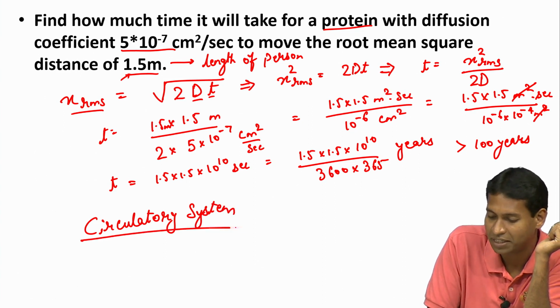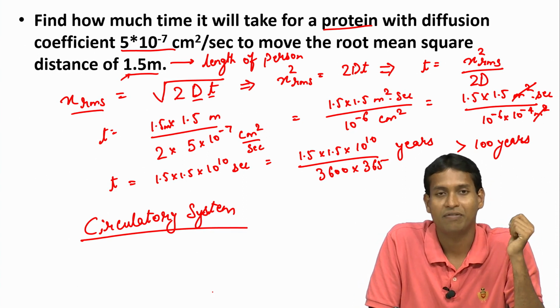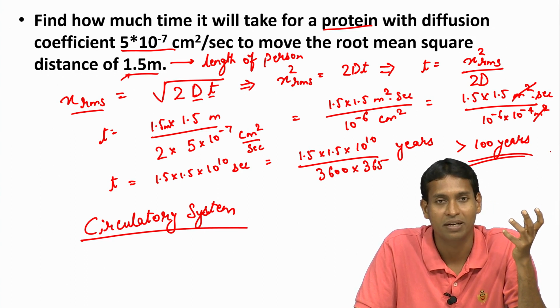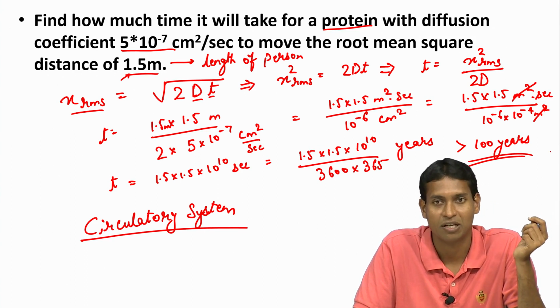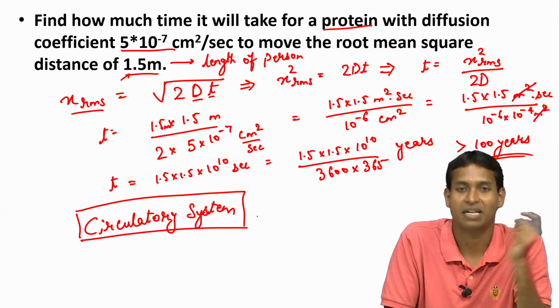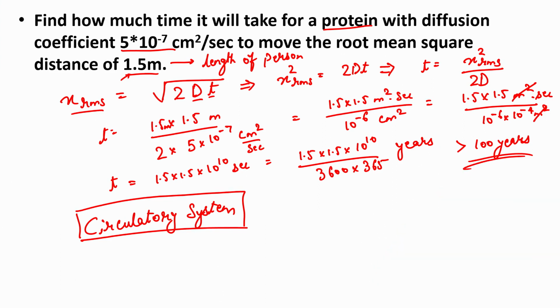Because if we do not have the circulatory system and if we require only diffusion, then we are taking years for that. In fact, this is much more than the lifespan of a human. So that is not physiologically feasible. So maybe that is where the evolution of the circulatory system started, to solve this diffusion problem, this transport problem that we had. The only other way is to change the diffusion coefficient, which of course you cannot.